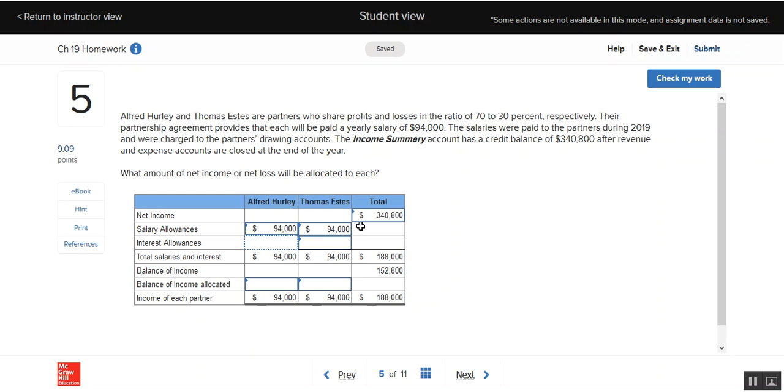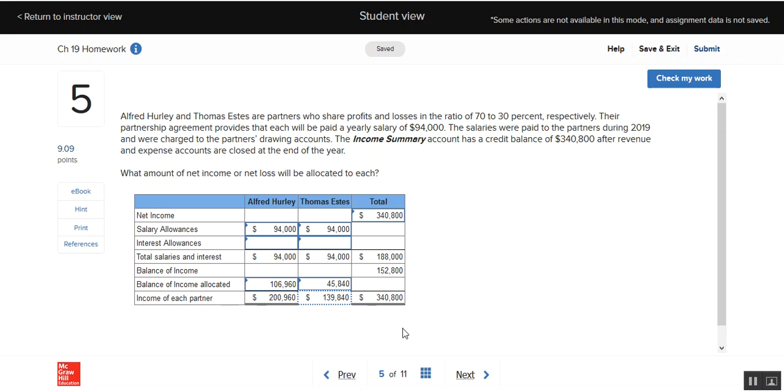And that gives us $152,800. So that's the amount that we actually have now to allocate at a rate of 70-30. So we're going to take the $152,800, multiply that by 70%, and it looks like Hurley gets the 70%. So he gets $106,960. And let's see. We had $152,800 less the $106,960.